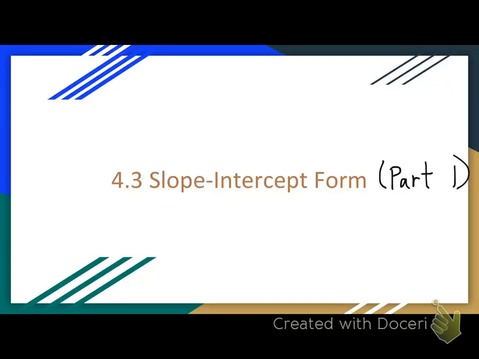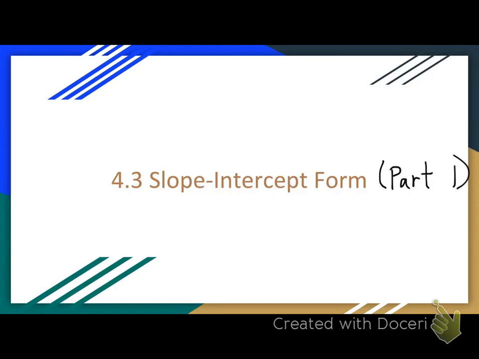4.3, this is the last section we'll do in chapter 4. We're going to split this up into 3 parts, kind of like we did with 4.2. So after 4.3, probably have a test of some sort over the 3 sections in chapter 4 that we learned. So 4.3, slope-intercept form, part 1.